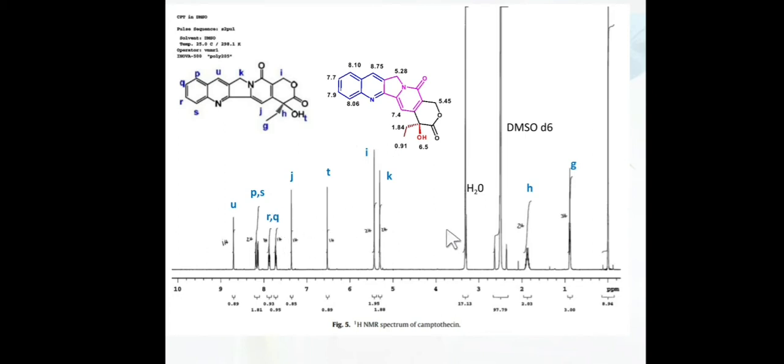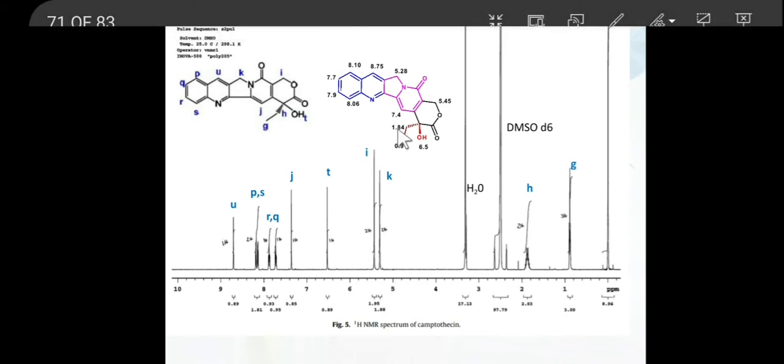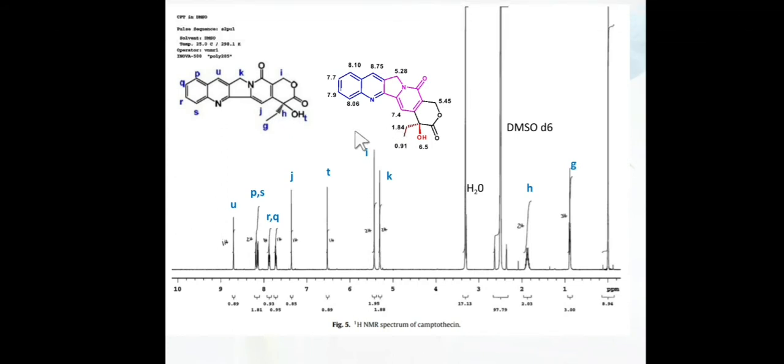From the H1 NMR, what we can see here, let's see the G, that is this CH3, which is appearing at 0.91. Here it is showing a triplet due to this CH2. That means this CH3 is not a single CH3 but is in the form of CH2CH3. That's why it is showing a triplet. And now its coupling partner H, which is at 1.84. Okay, this is 1.84. So it is showing us a quartet due to this CH3.